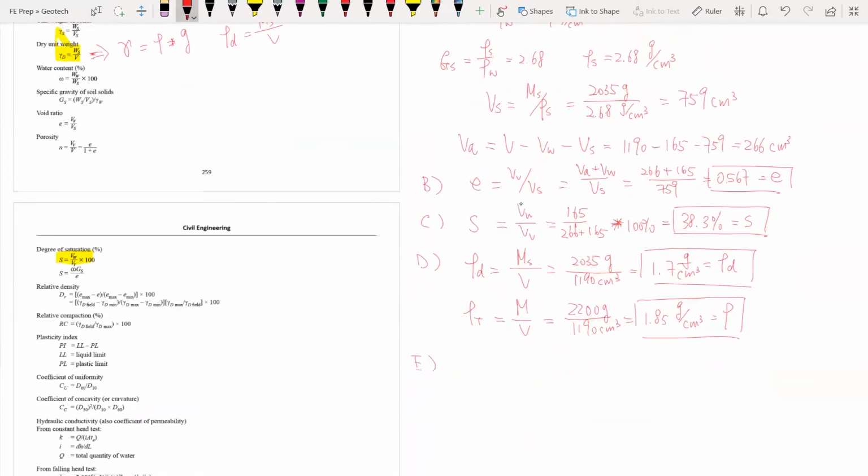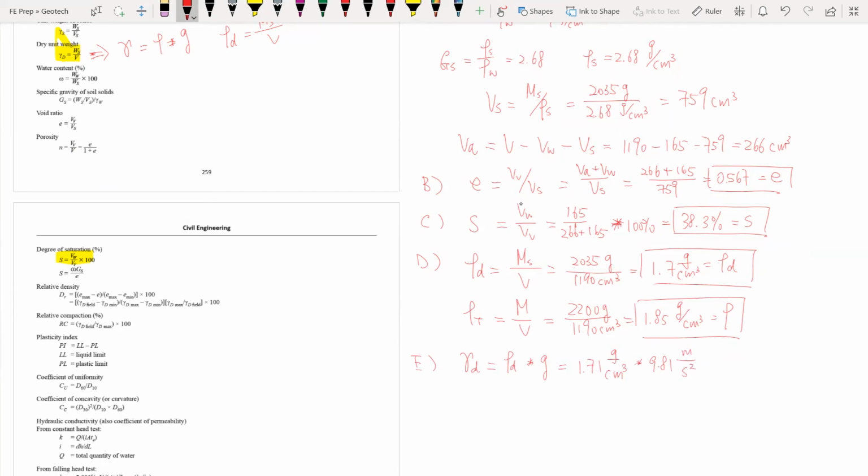And part E, he asks you about changing the dry density to dry unit weight. And we know again the dry unit weight is equal to the density times the gravity. That will be equal to 1.71 grams per centimeter cubed, which is the density, times the gravity, which is 9.81 meters per second squared. And we want to convert the units into kilonewtons per meter cubed.